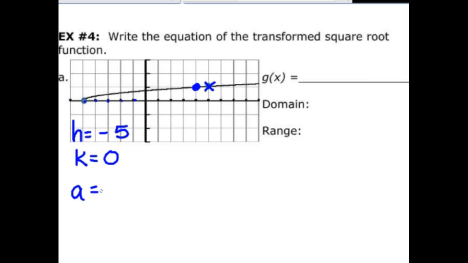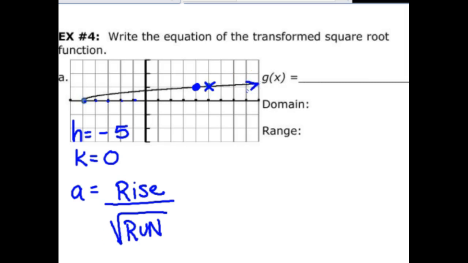The a, if it was a straight line, how would you figure out the slope? Rise over run. So if it is a square root graph, you figure out the a, rise over the square root of the run. Well, where did the square root come from? What kind of graph is this? It's a square root graph because it has the same basic shape as the one on the front of the page. It's just been compressed.